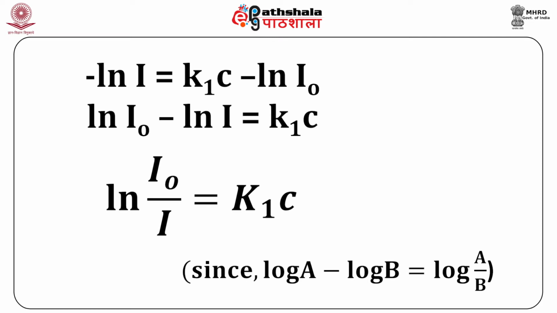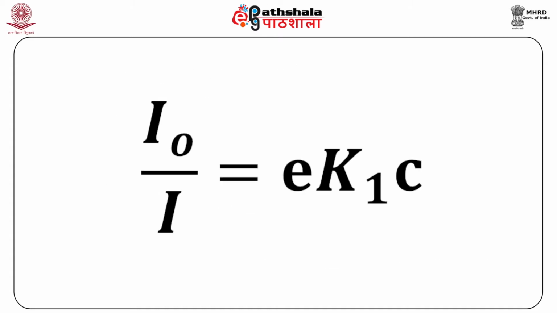ln I naught minus ln I will now be equal to K1C. Since log A minus log B is equal to log A by B, the equation now changes to ln I naught by I should be equal to K1C. Removing the natural logarithm, we get I naught by I should be equal to e raised to the power K1C.